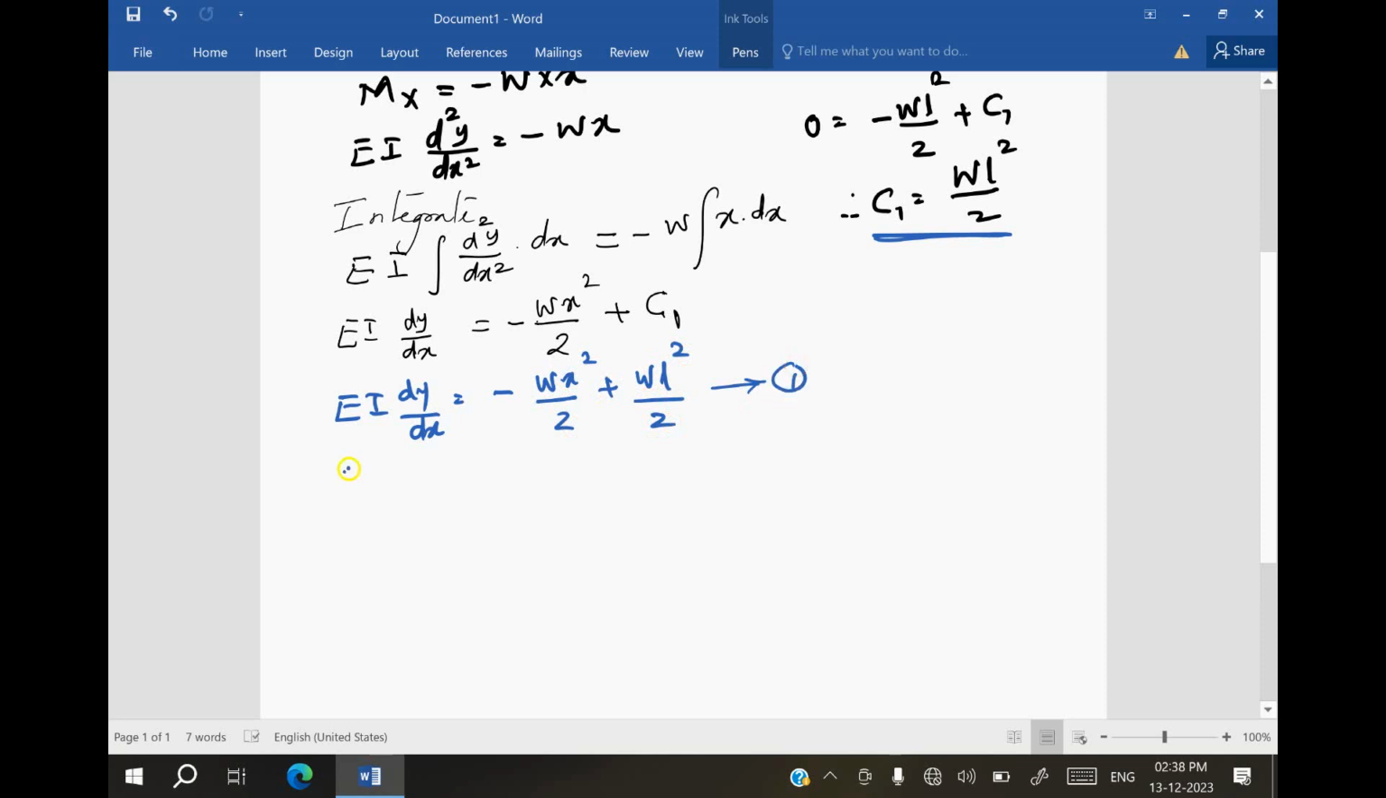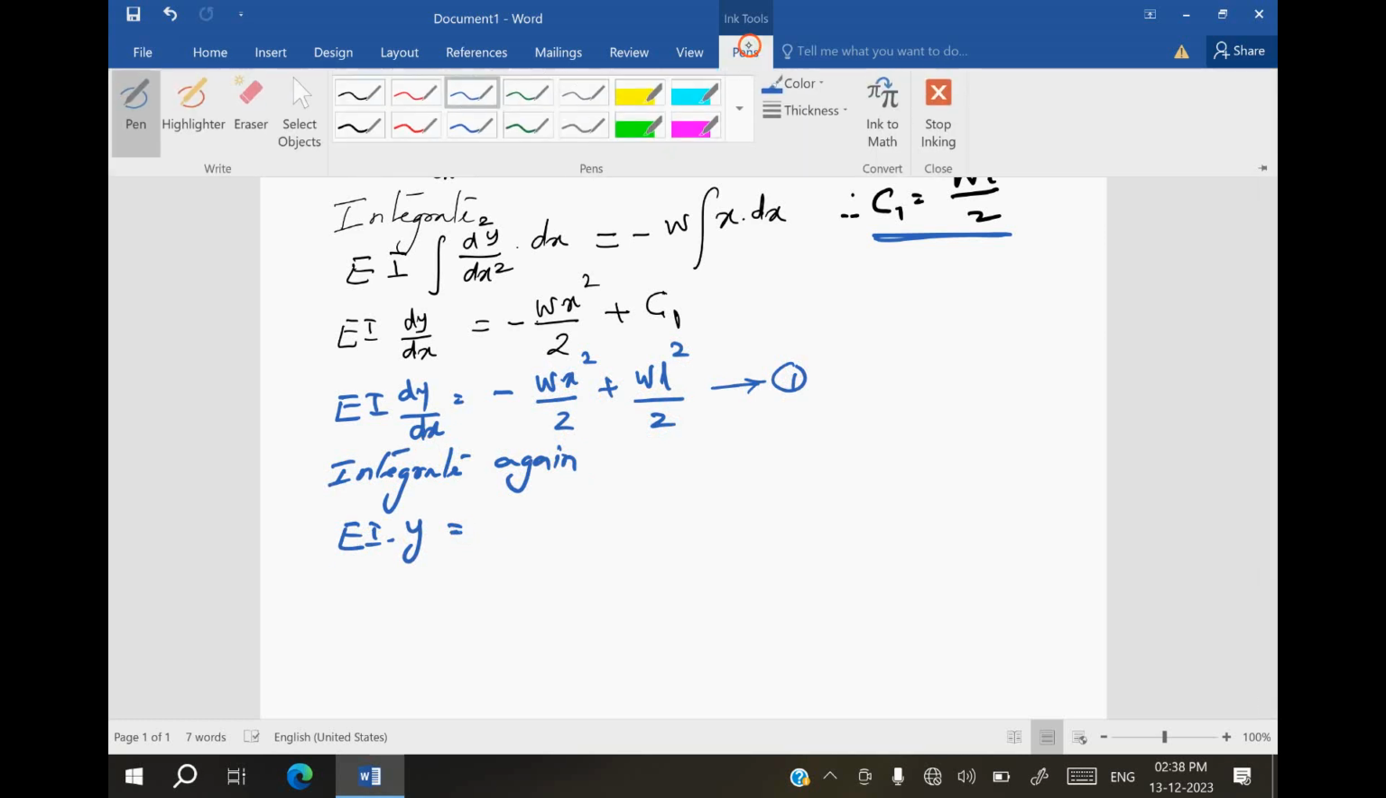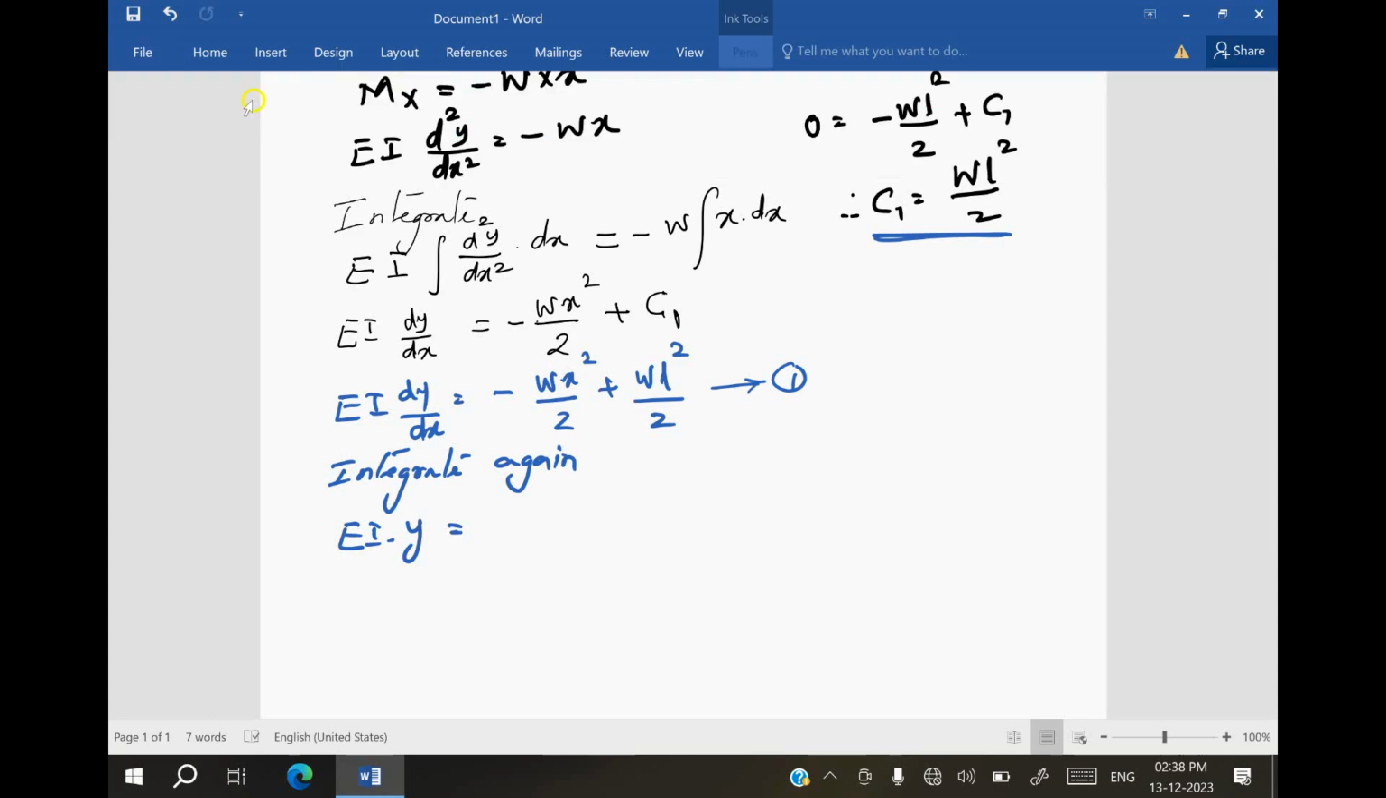Now integrate again. If you integrate again, what will we get? You will get EI into y is equal to, let me write it. Let me just put the values there first.